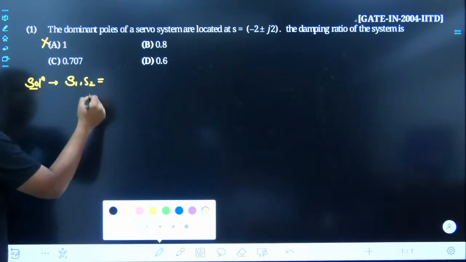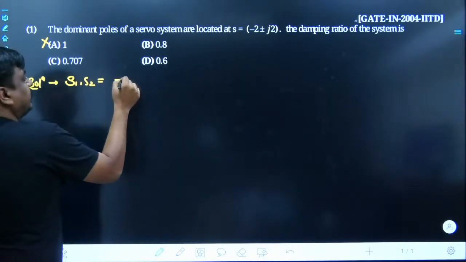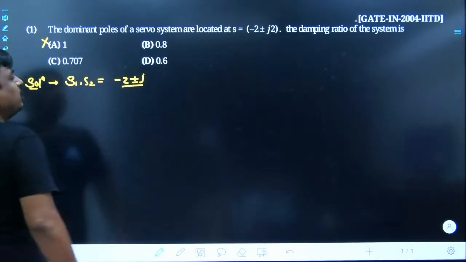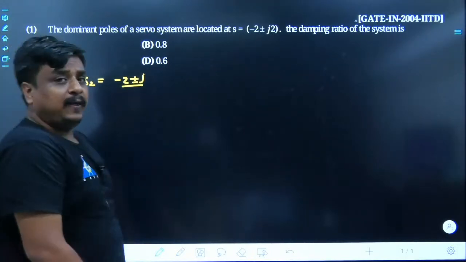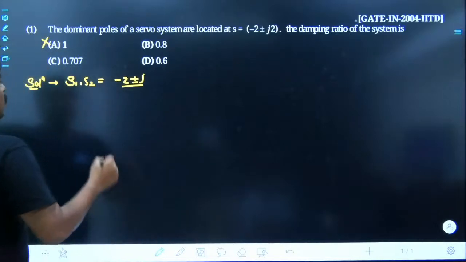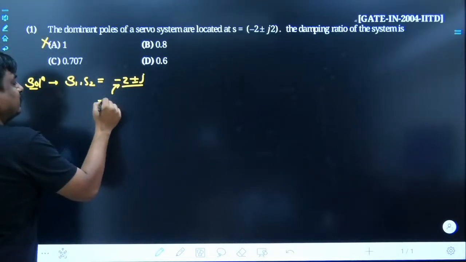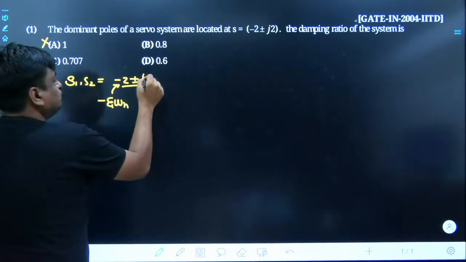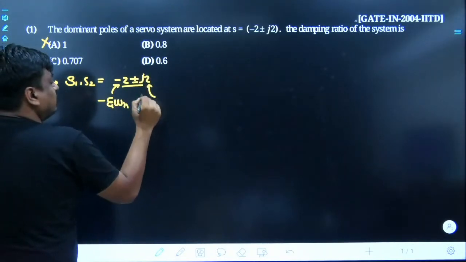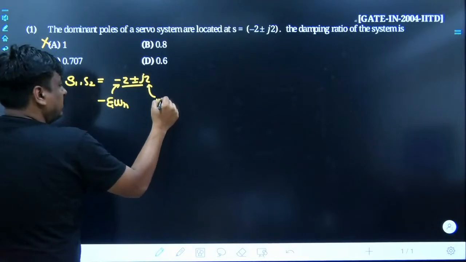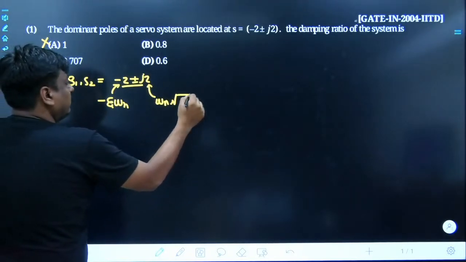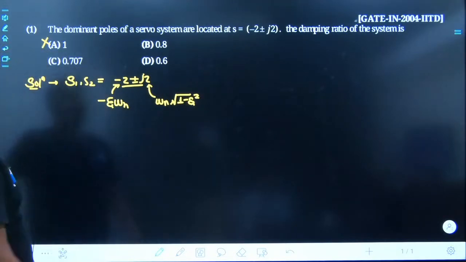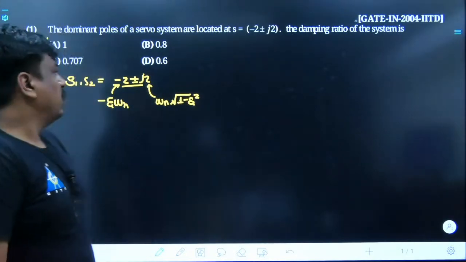We had the second order system. Two poles, located at -2 plus j and -2 minus j. Do you know what the location of the second order closed loop pole used to be? The real part is minus zeta omega n, and the imaginary part is omega d, which we also call omega n root over 1 minus zeta square. Everybody would agree on it. There is no doubt as such. Agreed with what I am saying?